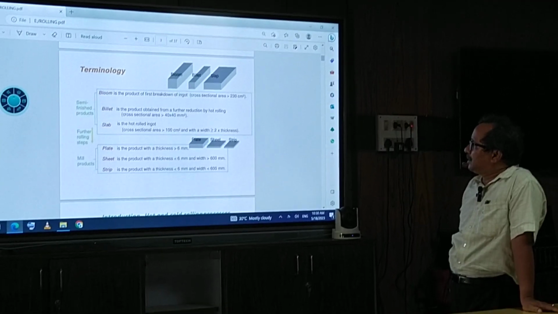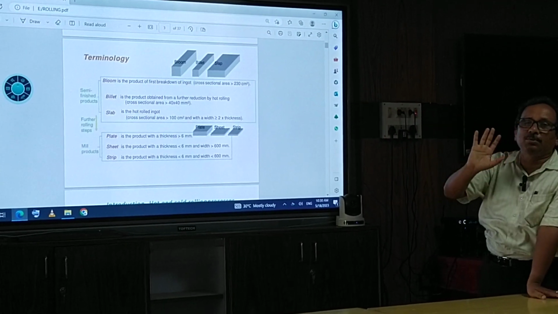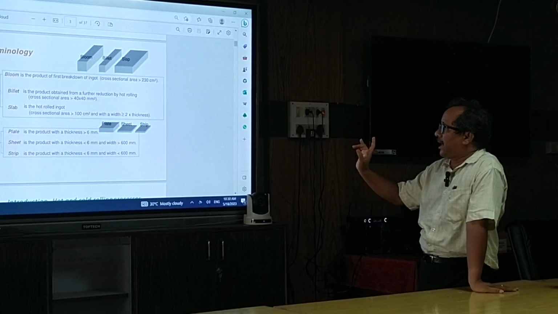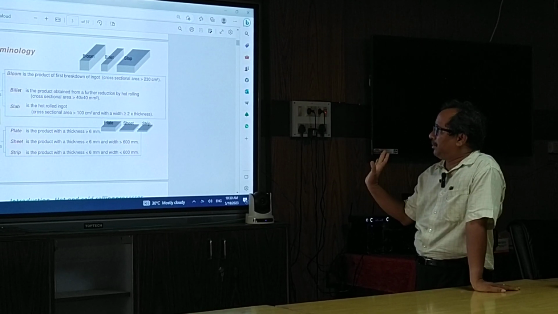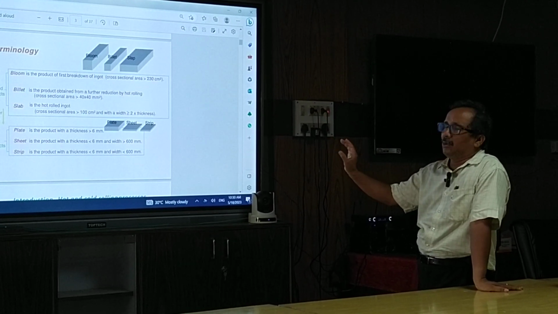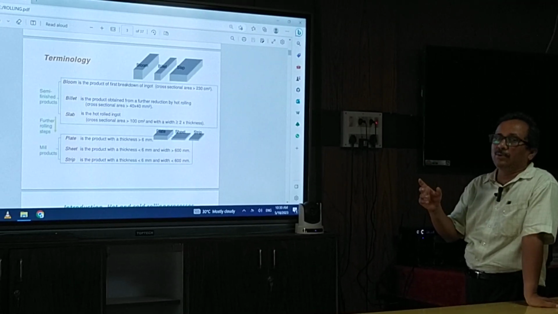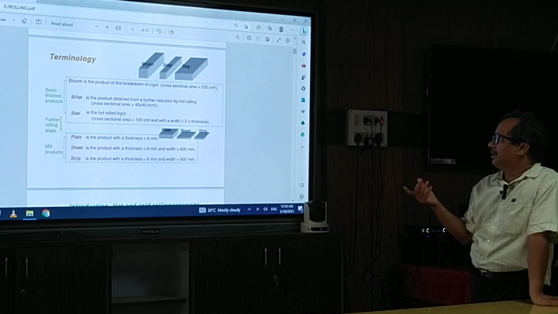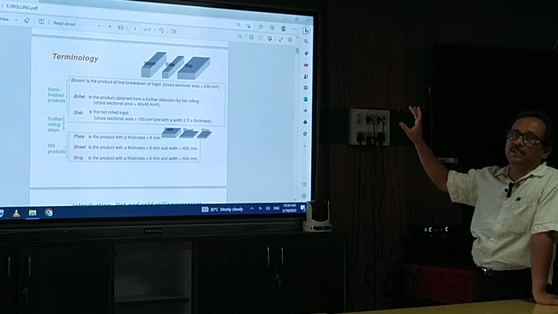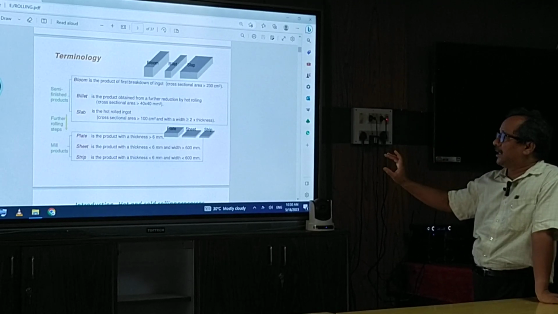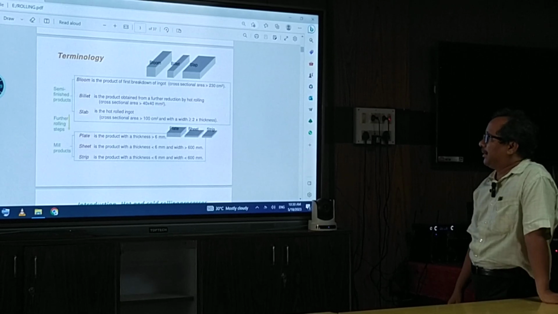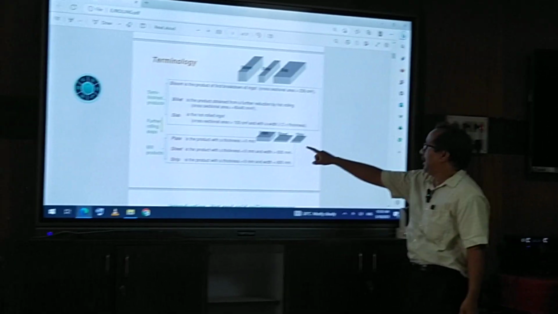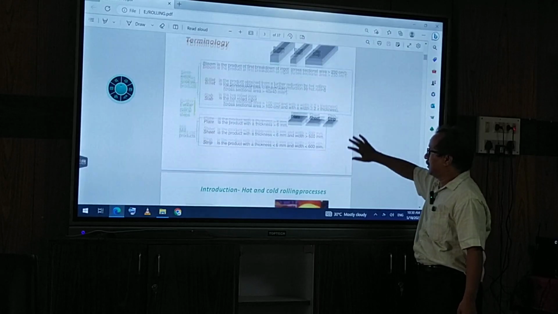So these are the rolling products: bloom, billet, slab. Then plate, sheet, strip. All these definitions tell us what product we call plate, what product we call sheet, and what product is called strip. First is the semi finished product. Then the next product is the finished product or mill product: plate, sheet, and strip.